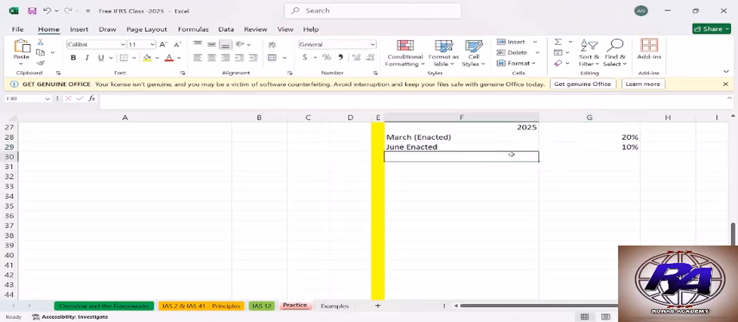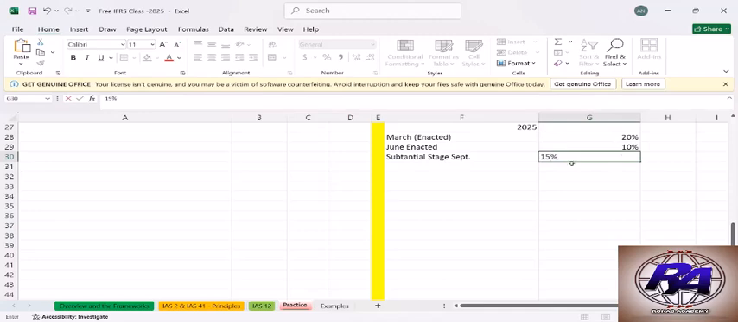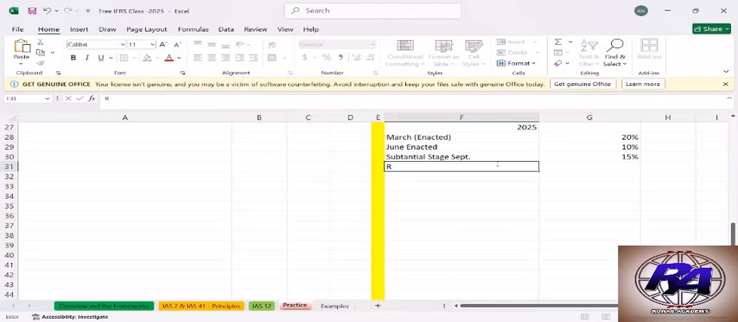Then, after the date that we are preparing our accounts, they are trying to also enact one, but that one is at a substantive stage. So after that, let's say September, that one is 15%. And there is a rumor that our tax is supposed to be 18%, right?